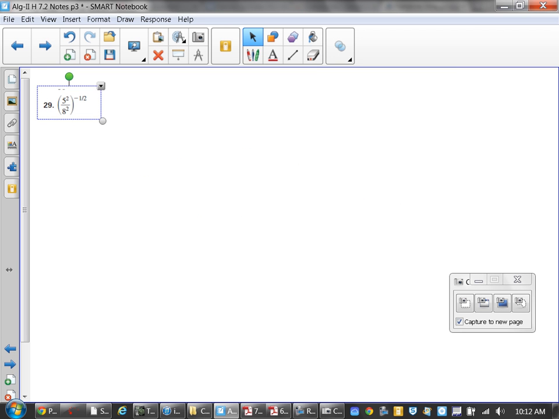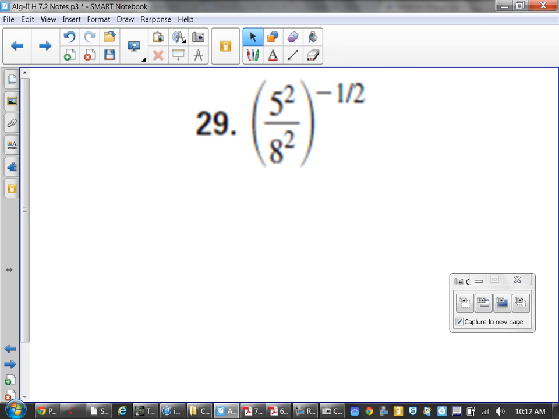Let me do this real fast here, guys. On 29, it's asking me to do this, right? It's power to power. Which means you have to multiply your exponents together, correct? What's 2 times negative 1/2? Negative 1. Negative 1.